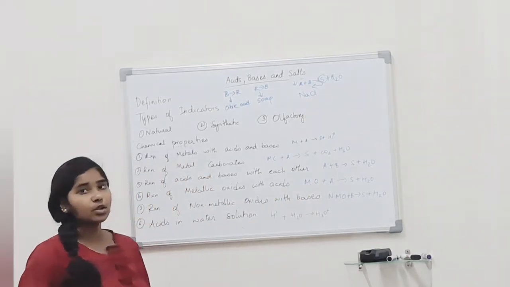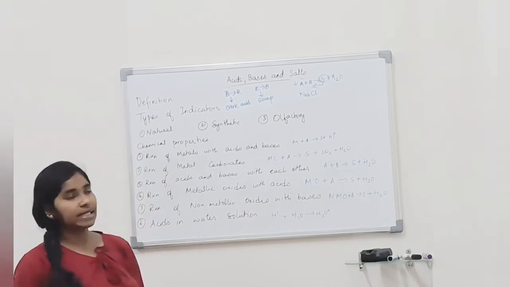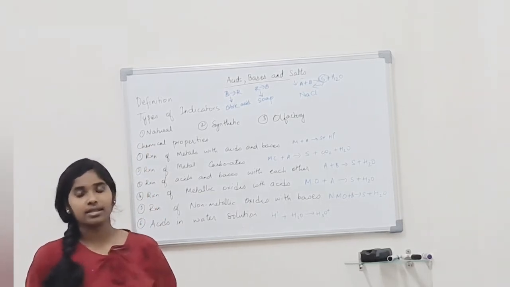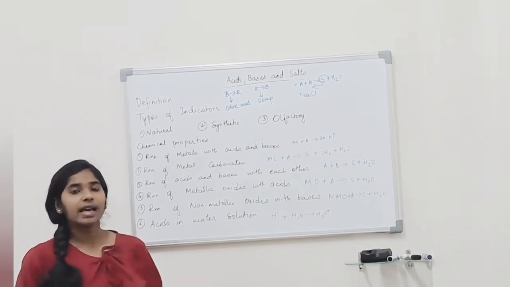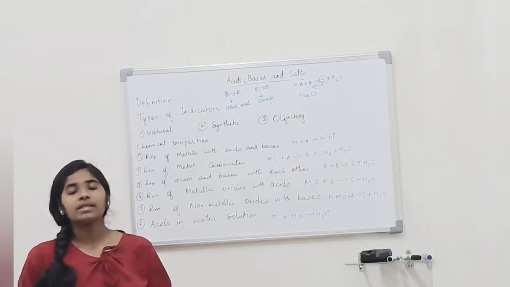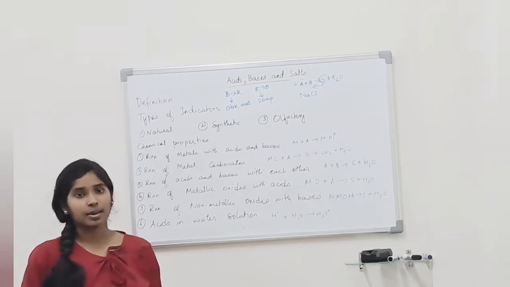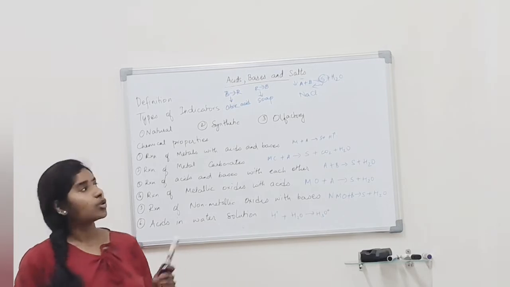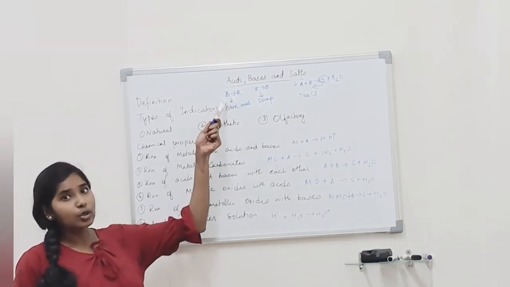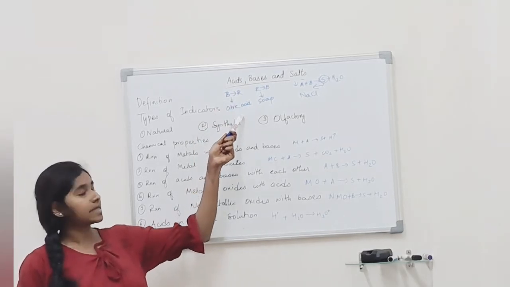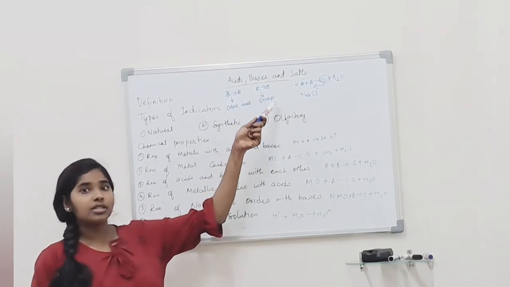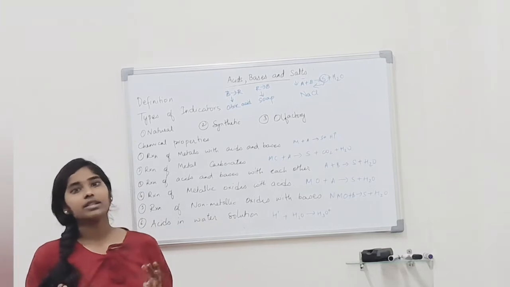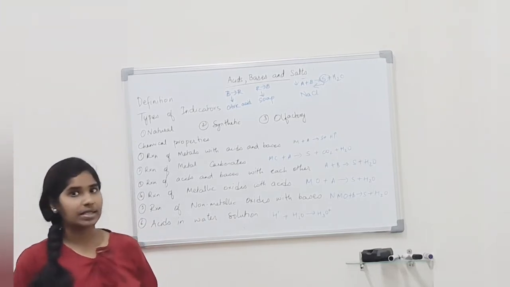So today we will be looking at the types of indicators. There are three types of indicators: natural, synthetic and olfactory. Natural indicators are present in nature, and we can indicate whether the substance is acid or base. The best example can be your litmus. When blue litmus turns red, then it is acidic. And when red litmus turns blue, it is base. So this is how you can detect whether the substance is acidic or basic.